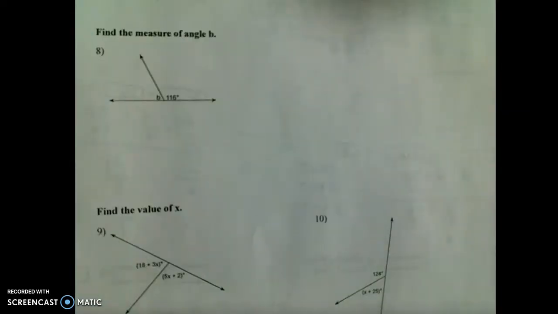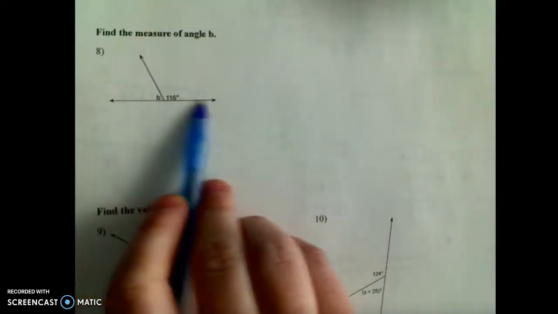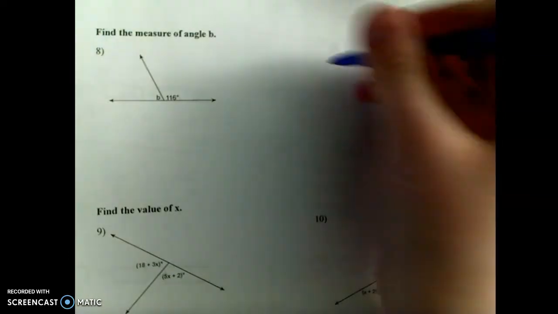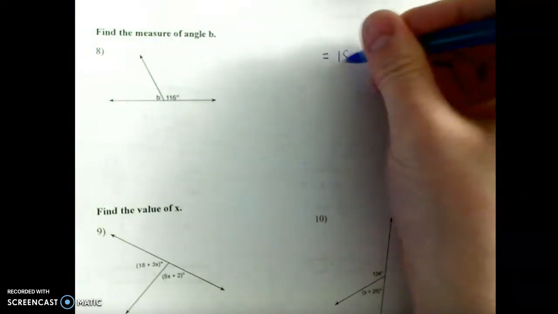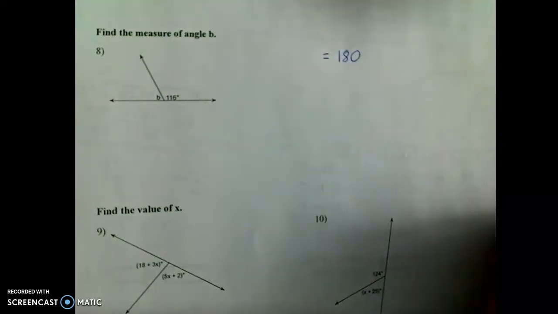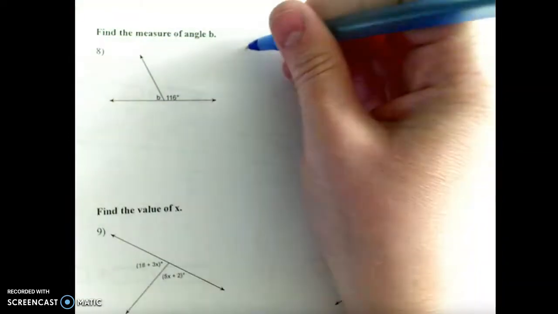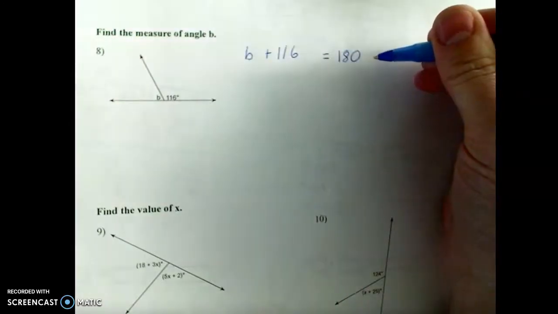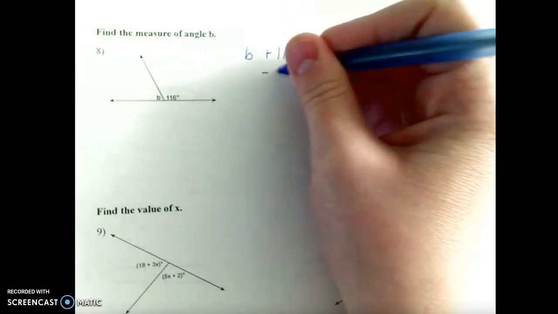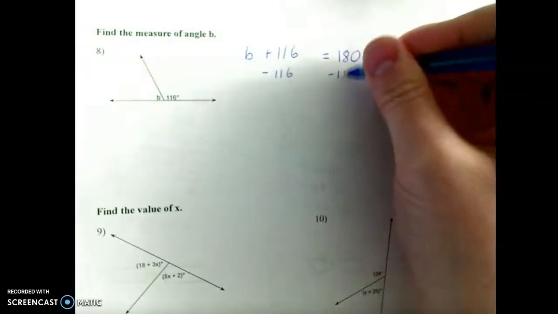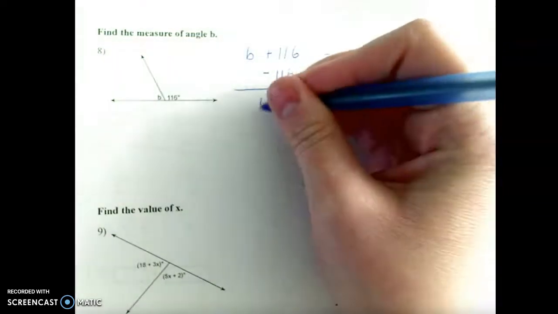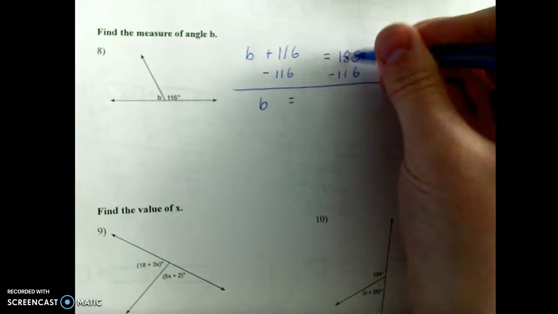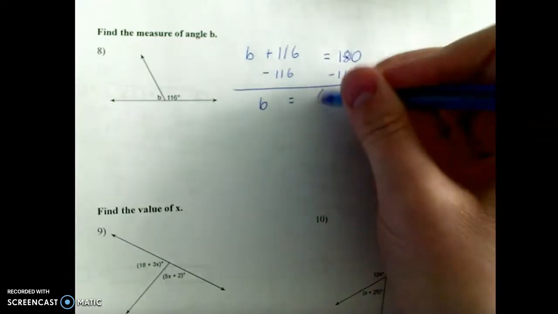Okay, let's skip ahead to number 8 so we can do a supplementary angle. You'll notice that these two angles form a straight line, which as we know is 180 degrees. So when I add those two up, they are going to equal 180. So my equation would look like this. B plus 116 equals 180. And to solve this, we would do the opposite of adding, which is subtracting. And B would equal, borrow the 1, 64.